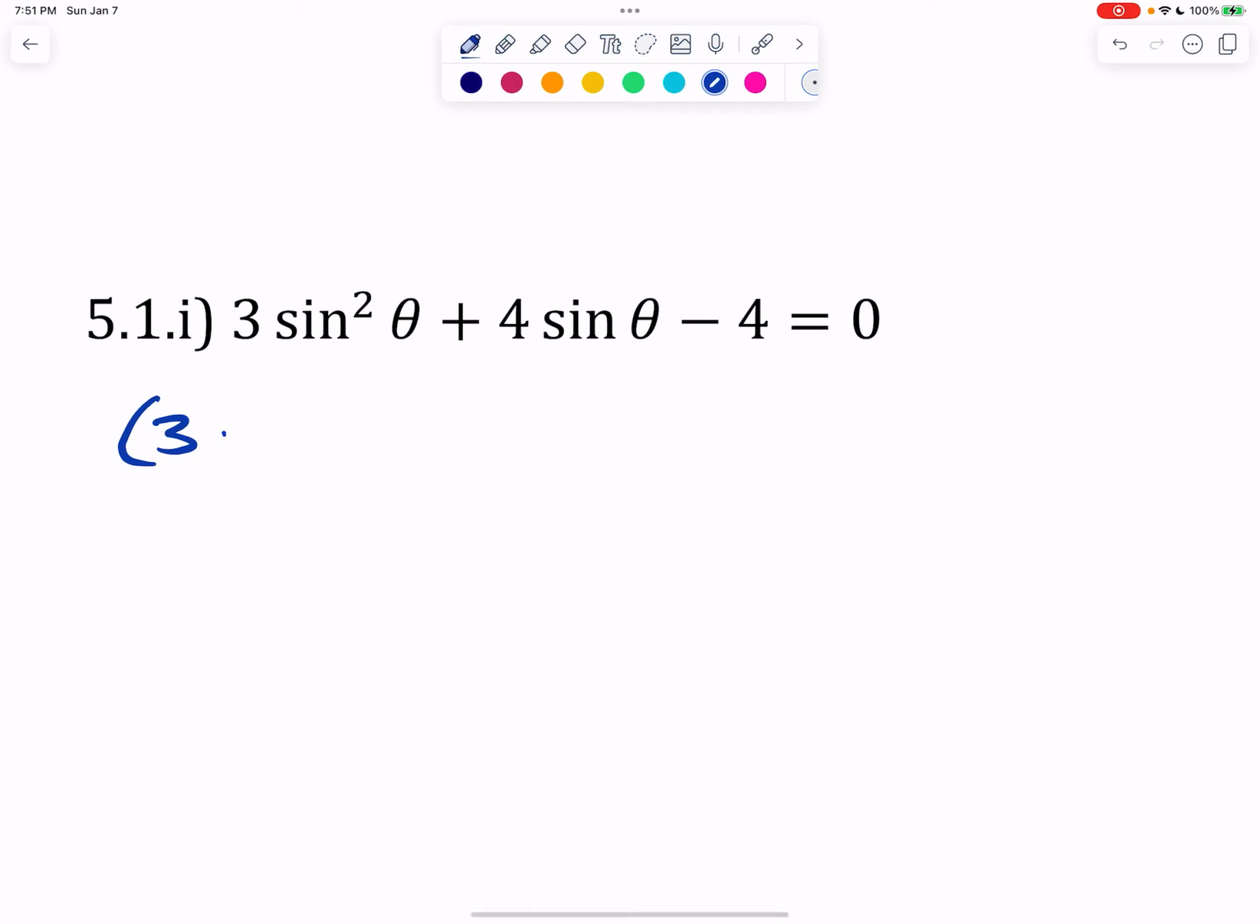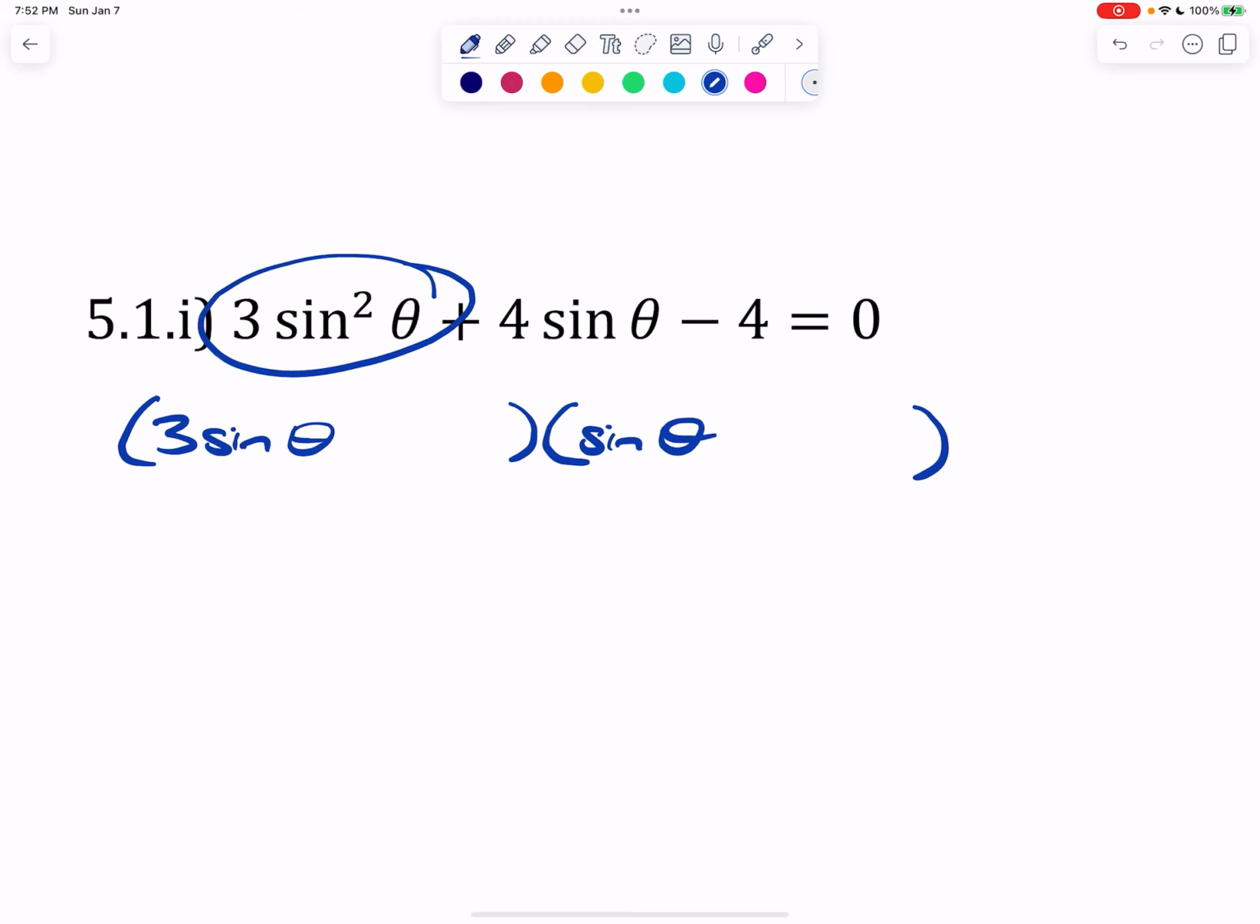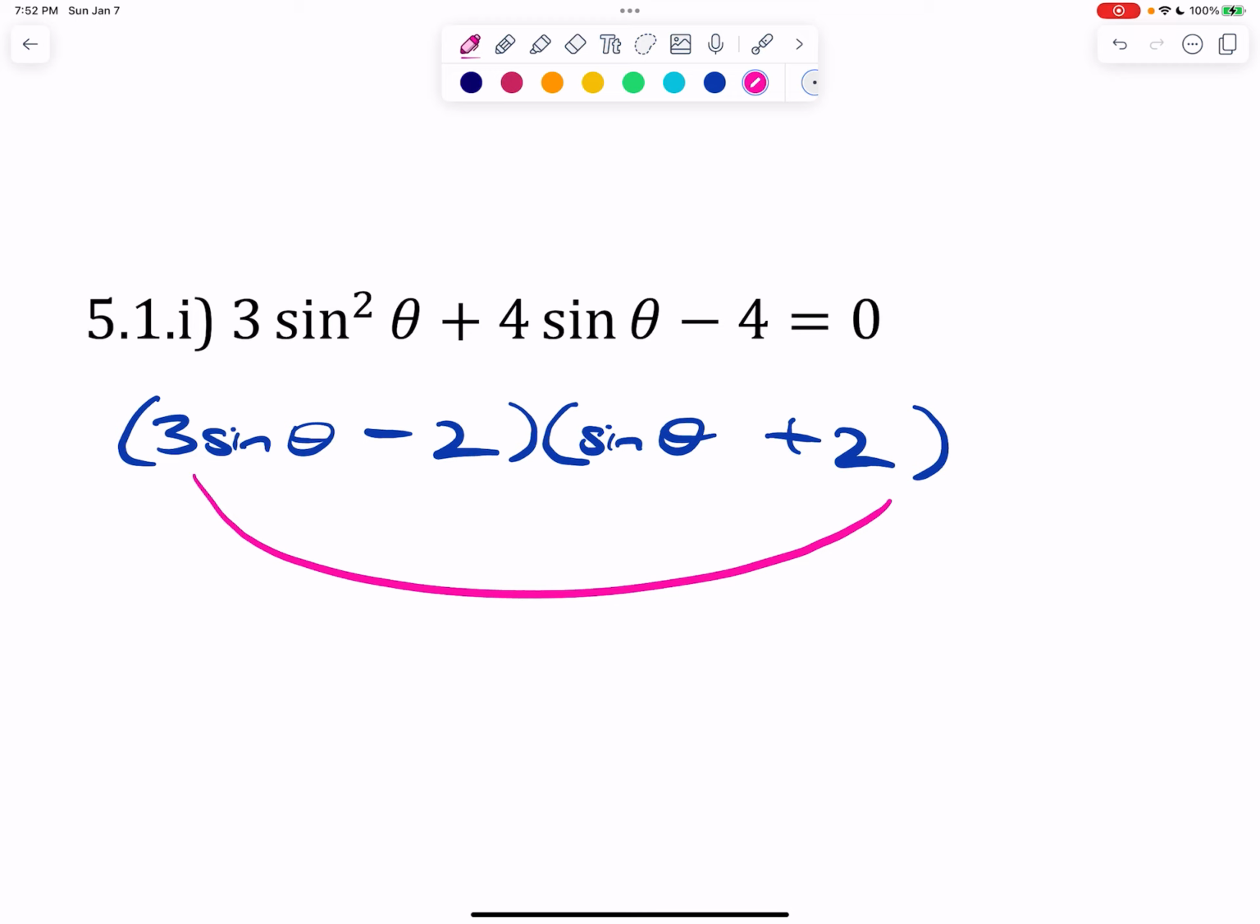Again, it's 3 sine theta and sine theta. That's how we'll get 3 sine squared theta. And then we need negative 2 and positive 2 there. That ensures that our outside product is 6 sine theta. Our inside product is negative 2 sine theta. That gives us the 4 sine theta in the middle that we're after. So that's all good. This line is almost super perfect. It just has a communication error.